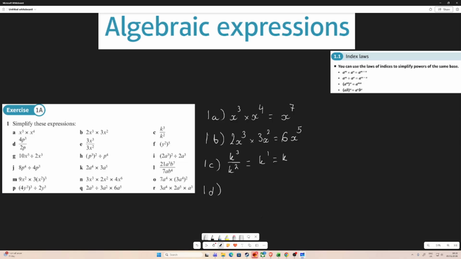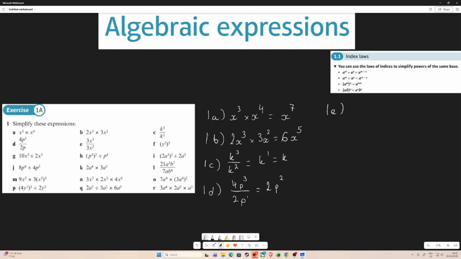1d. We have another quotient, this time with coefficients. So 4p cubed divided by 2p. Well, this is equal to divide the coefficient, so that's 2. Subtract the power. Remember, if there is no number, it's power to the 1. So 3 take away 1 is 2. So that's 2p squared.